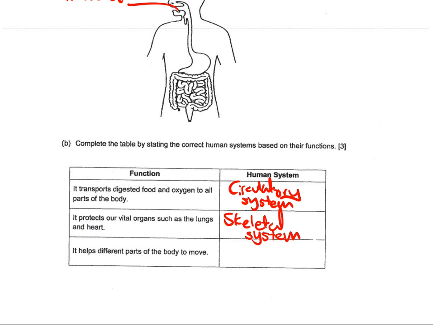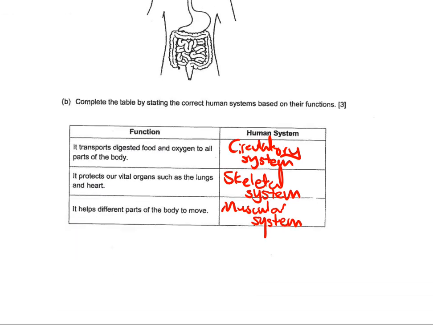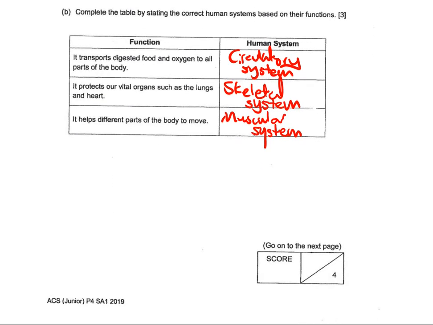It helps different parts of the body to move, okay? So if you want your body to move, you need muscle. So you have your muscular system. Okay? So very simple trim up. You just need to know the names of the systems and what they do.